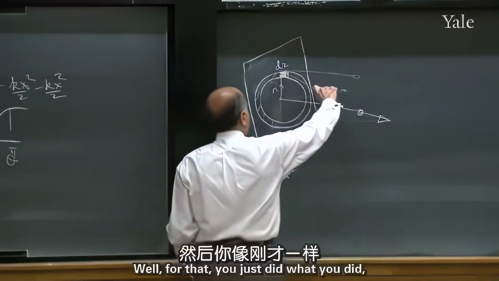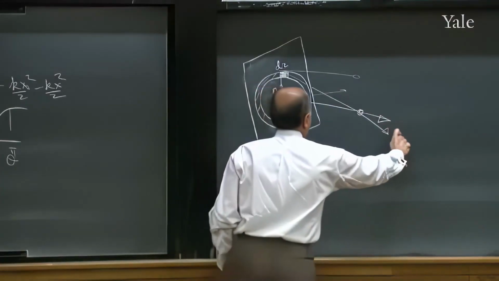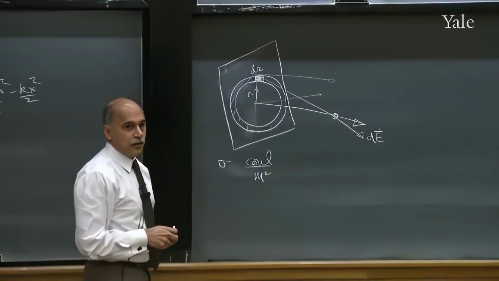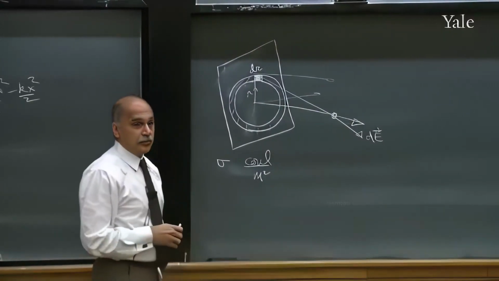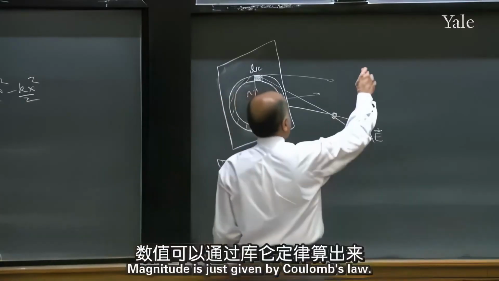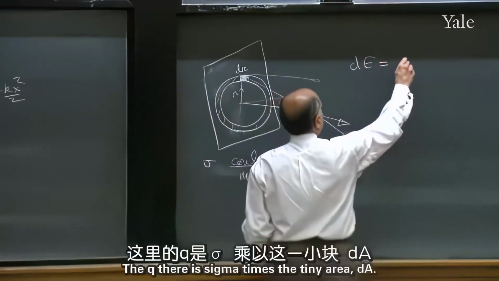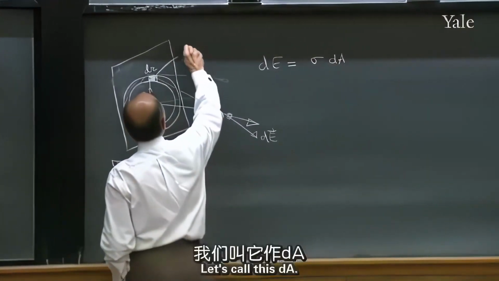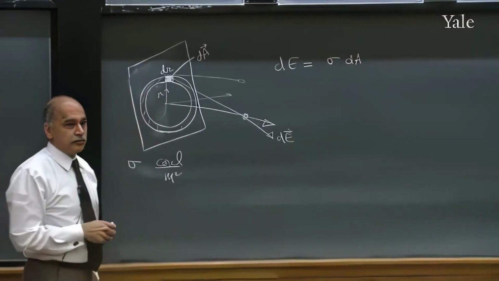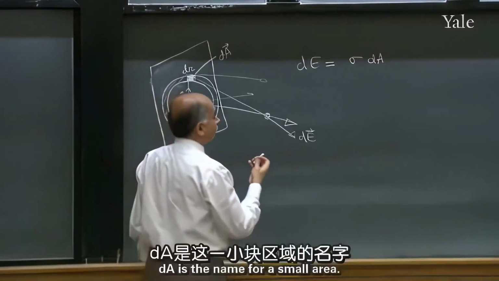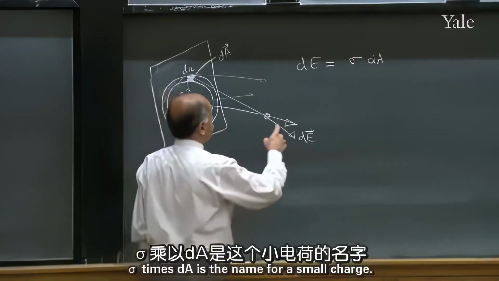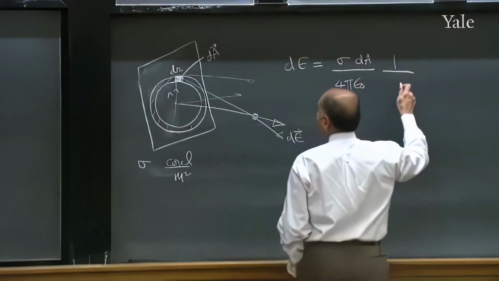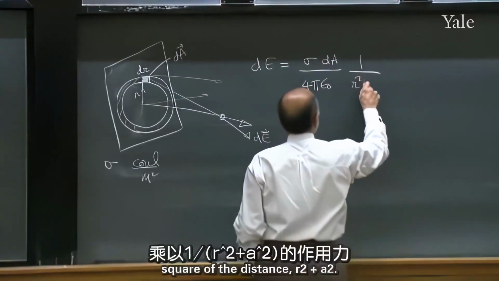Well, for that, you just do what you did with the wire. You draw a line here. It will produce a dE that looks like this. What is its magnitude? Magnitude is just given by Coulomb's law. The Q there is sigma times the tiny area dA. Let's call this dA. dA is a name for a small area. Sigma times dA is a name for a small charge. That charge will produce a field 1 over 4 pi epsilon 0 times 1 over the square of the distance, r squared plus a squared.